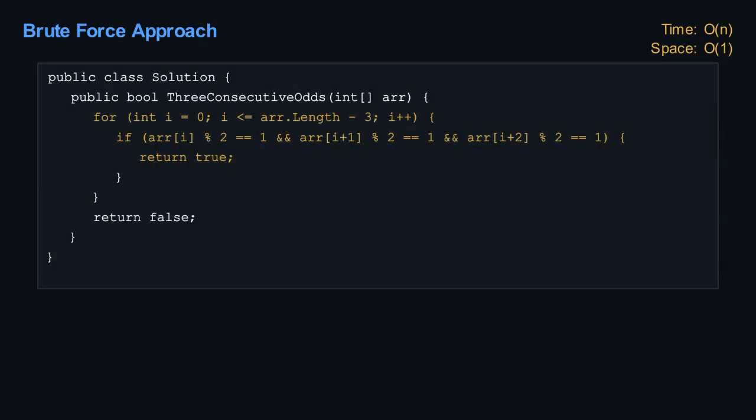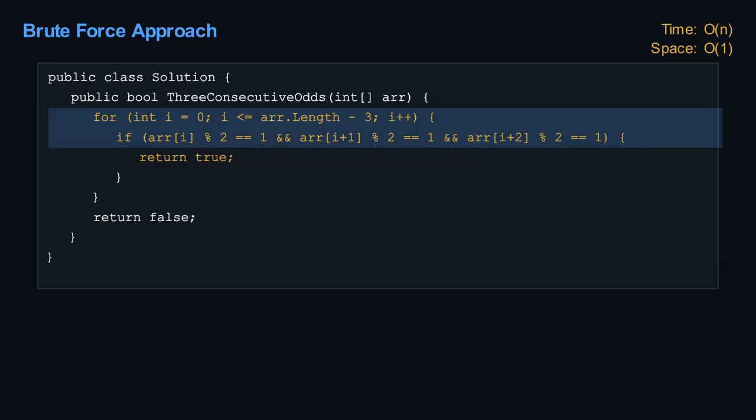A straightforward brute force approach involves iterating through the array and, for each element, checking if it and the next 2 elements are all odd. We'd start checking from the first element up to the third to last element to ensure we always have 3 elements to compare. This means a loop running from index 0 up to array length minus 3. Inside the loop, we perform 3 modulo operations and a logical AND. If all 3 are odd, we immediately return true. While simple, this method repeatedly checks elements that have already been part of a previous triplet check. This approach runs in big O of n time and uses big O of 1, constant space.